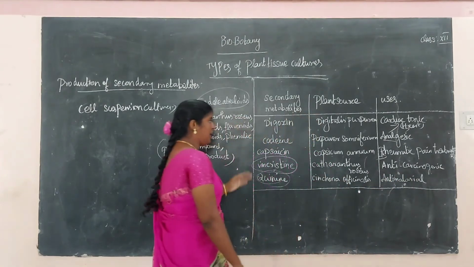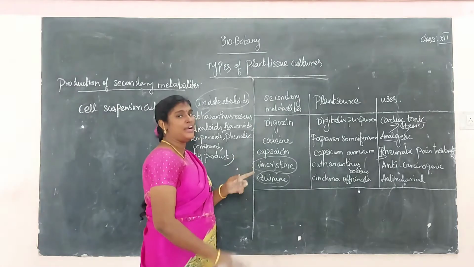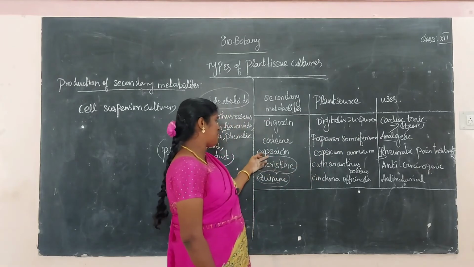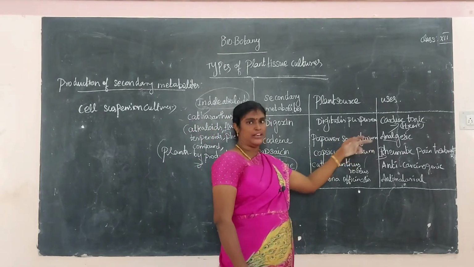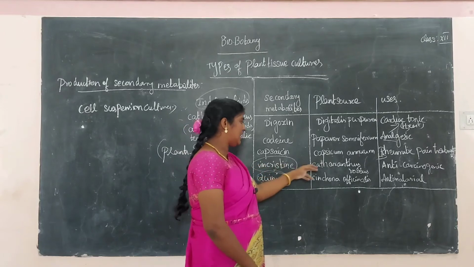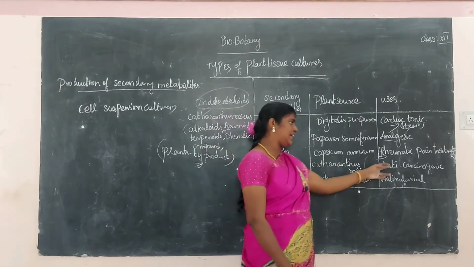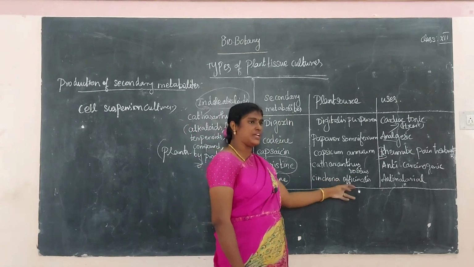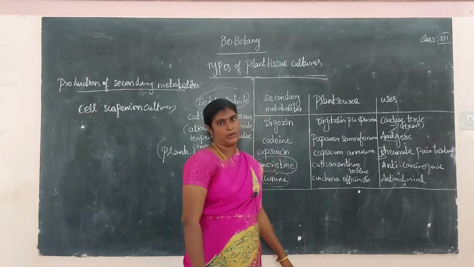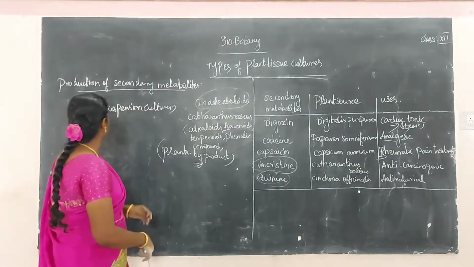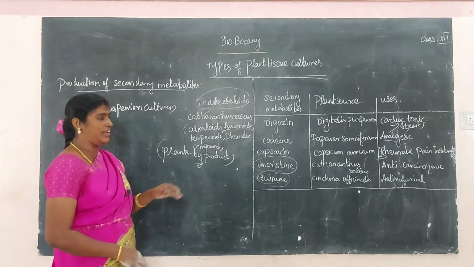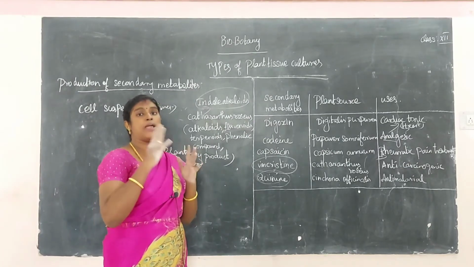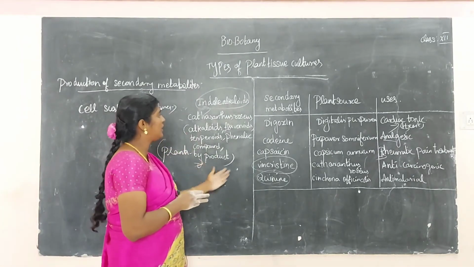So what are the names? Digoxin, Digitalis purpurea, a cardiac tonic. Codeine, Papaver somniferum, analgesic. Next, Capsicum annuum, rheumatic pain treatment. Vincristine, Catharanthus roseus, used as an anti-carcinogenic agent. Next, quinine, obtained from Cinchona officinalis, used for anti-malarial treatment. These are the secondary metabolites. They are chemical compounds not required for plant growth. It is a plant byproduct. These are the main important secondary metabolites.